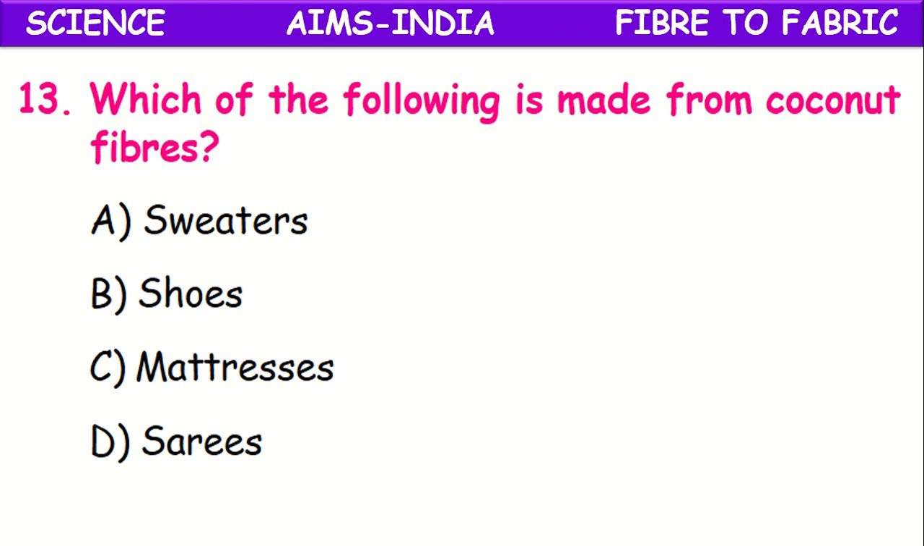Coconut fiber is thick and rough. So which can be made from that? See, sweater, shoe, mattresses and saris. Which can be made? Yes, mattresses. Mattresses can be made from coconut fiber. It is also called coir, isn't it?